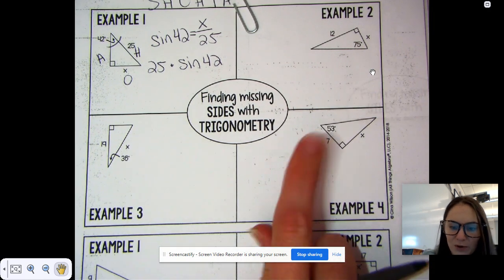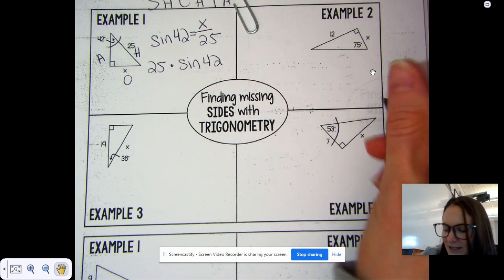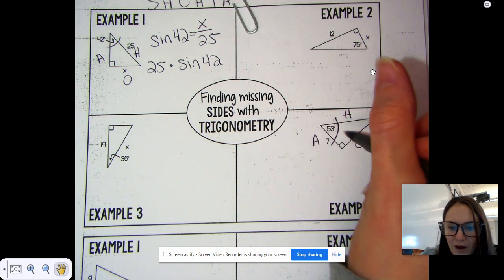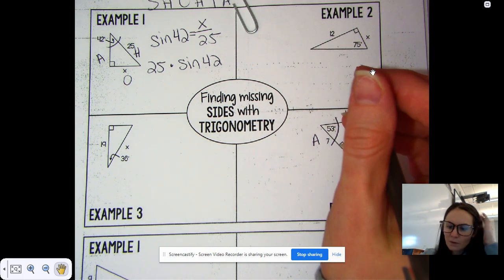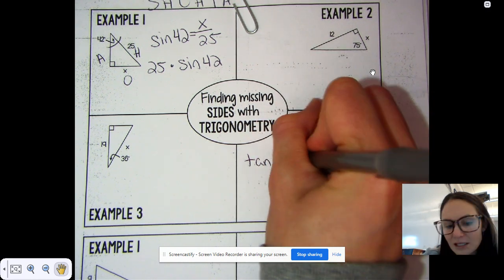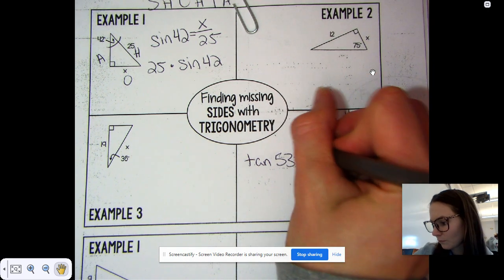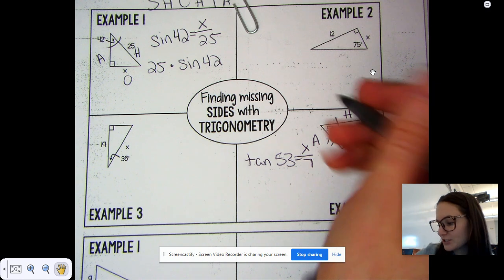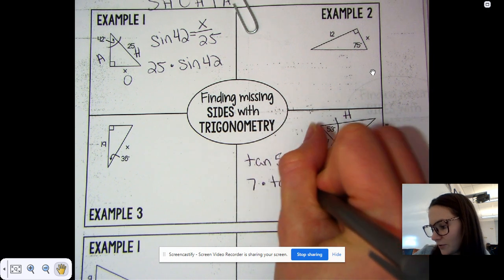I'll do one more with you, this one over here in the corner. I'm marking my angle, labeling my sides, O, H, A. I have O and A this time, which if I look at my functions is tangent. So I'm writing tan 53 is equal to, and then I need O over A, so X over 7. Again, my number's on the bottom, so I'm going to be using multiplication. So it looks like this in my calculator, 7 times tan 53.